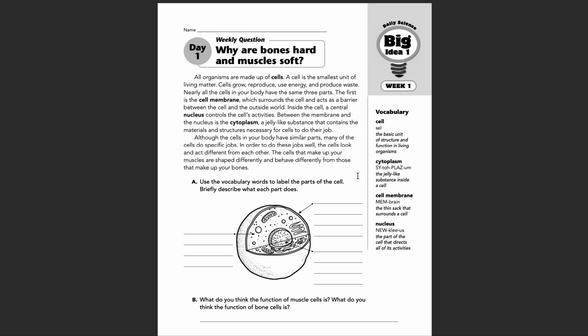Although the cells in your body have similar parts, many of the cells do specific jobs. In order to do these jobs well, the cells look and act different from each other. The cells that make up your muscles are shaped differently and behave differently from those that make up your bones.